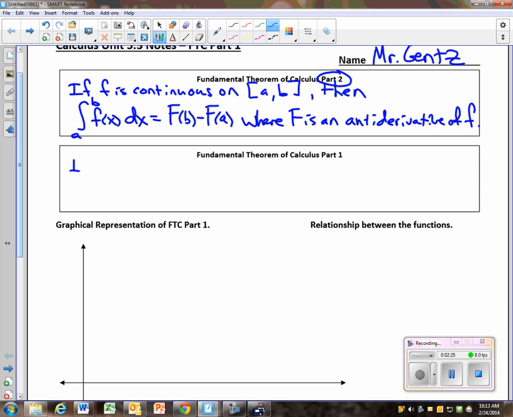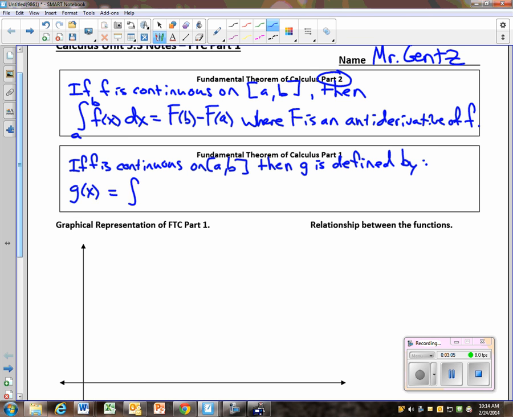Okay, if f is continuous on AB, then G is defined by, let's write that, G of x equals the integral from a to x of f of t dt, where x is between a and b. And save the last part for the end because it's probably the most important.